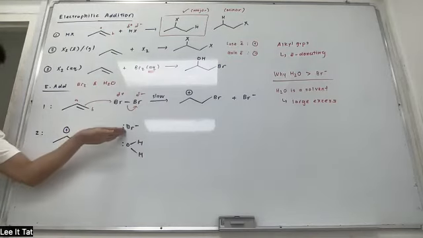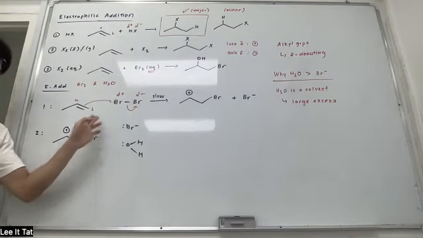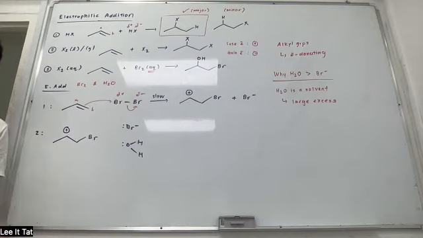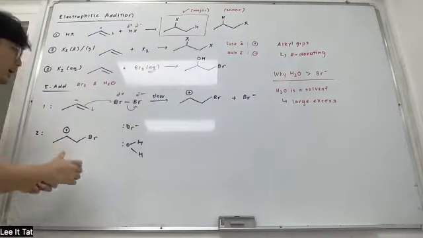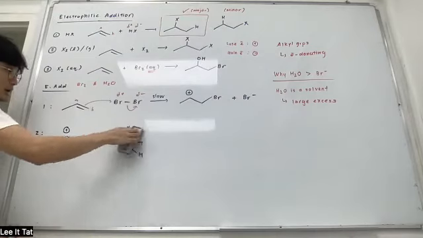But guys, is it possible for Br minus to attack? Entirely possible, right? Br minus can attack too. It's just that it's not the most likely to form. I'm only interested in the major product. Okay, so again, I don't need to draw the Br minus here.